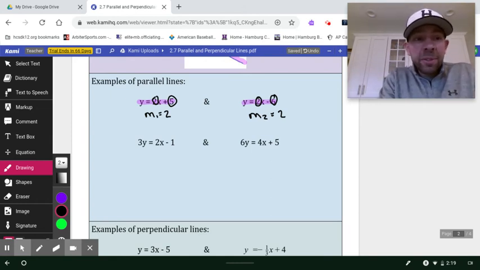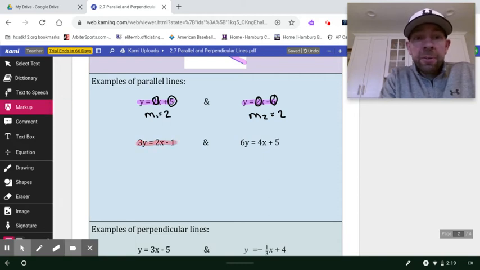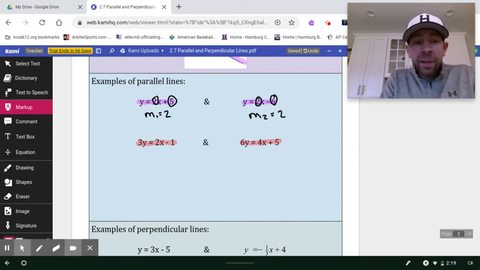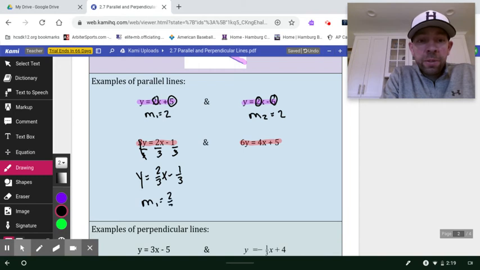Now, this next example is going to make us work a little bit harder. All right. We say, okay, here's my first line. Is it really parallel to this line? They don't look like they're parallel right now. But what you want to do is solve for y. So in this case, I'm going to divide every term by 3. And that's going to make y equals 2/3 x minus 1/3. So its slope is 2/3.